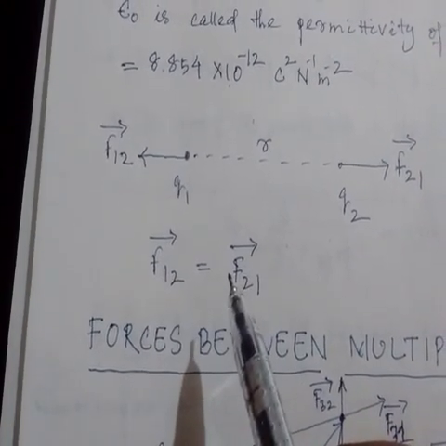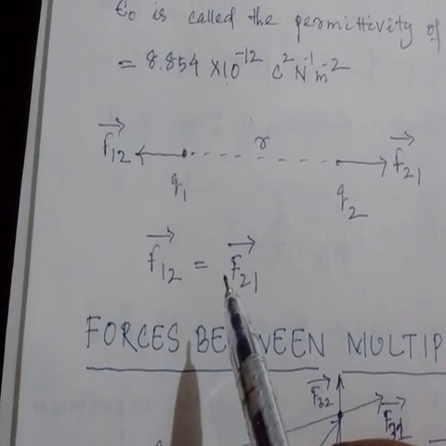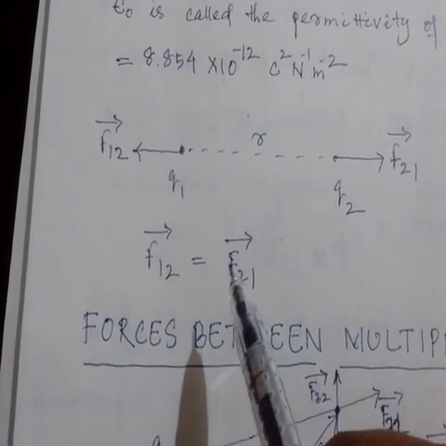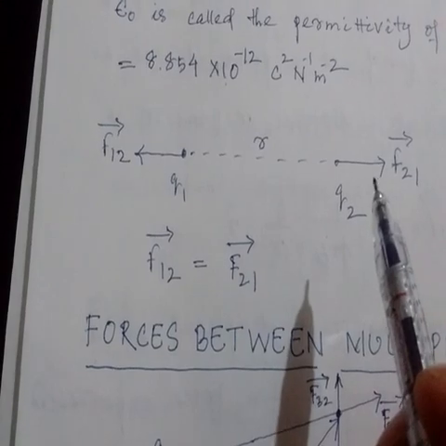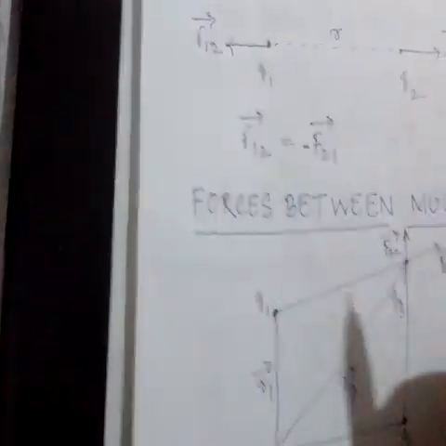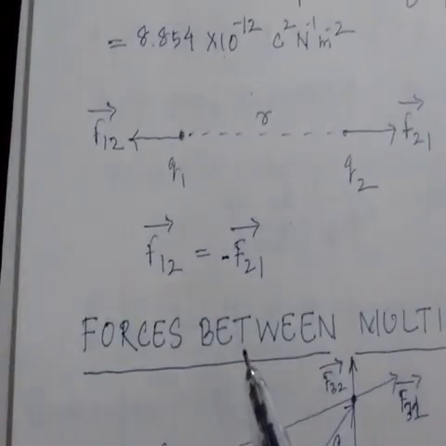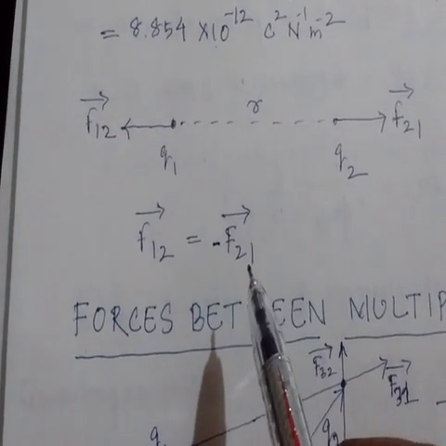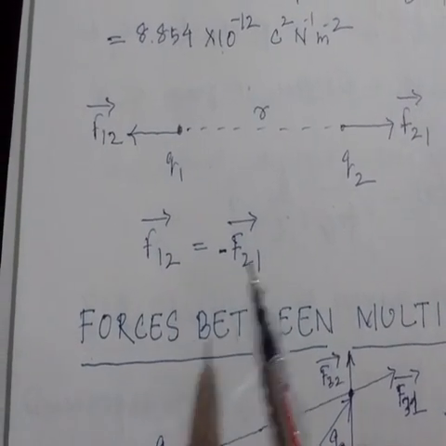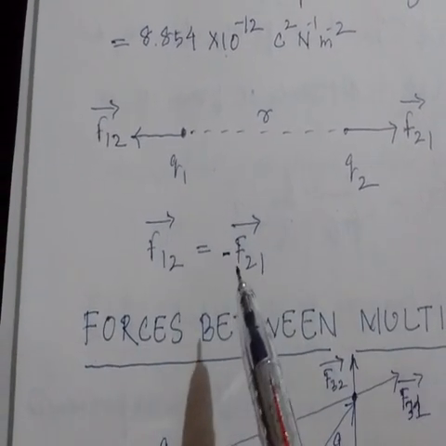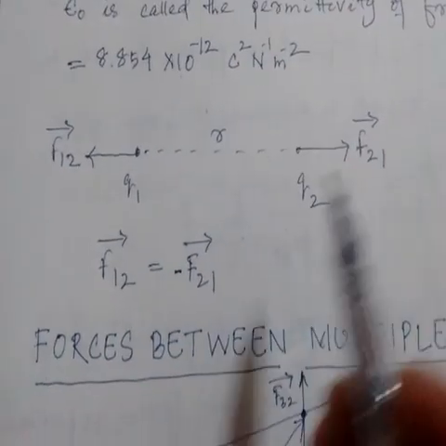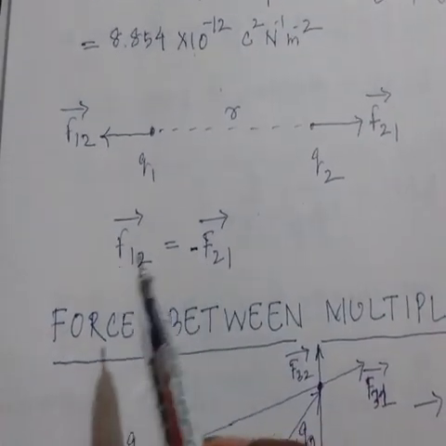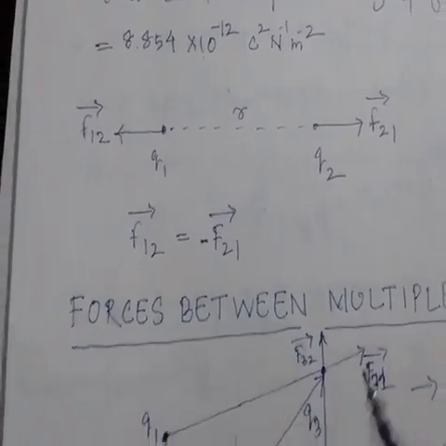Next, you can see here I have written F12 is equal to F21, but this is partially incorrect because these are vectors in opposite directions. That's why I will put one negative sign here. Now it is correct. F12 is equal to F21 from the magnitude point of view, but since they are vectors, they are in opposite directions, so there will be one minus sign on one of the sides.